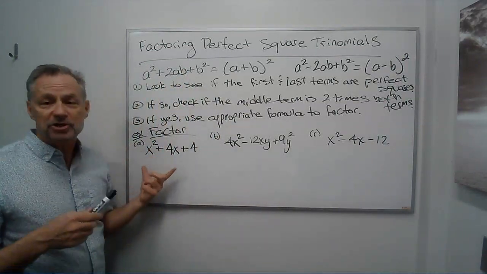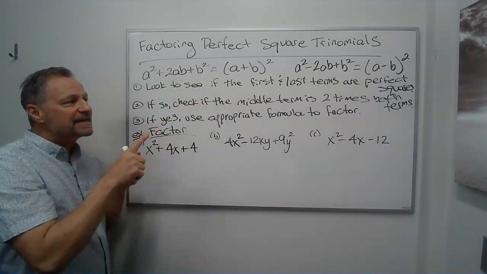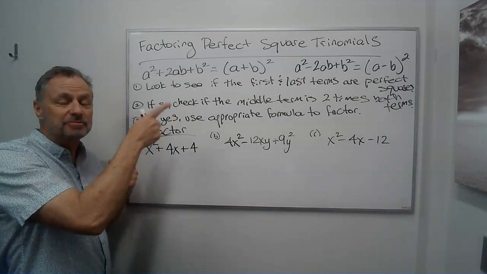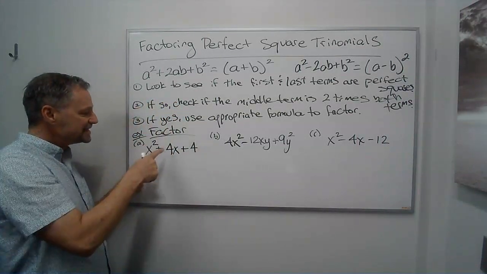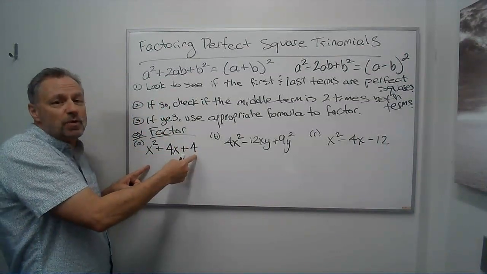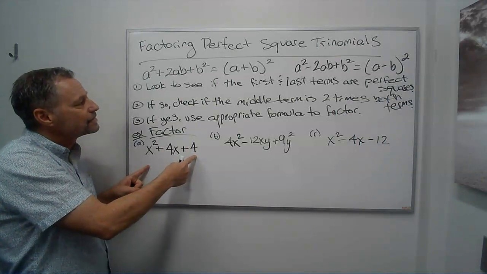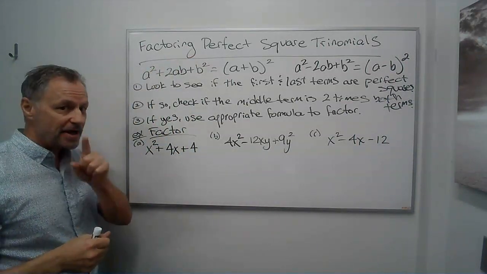Okay, so let me show you how those would work. We're going to first look to see if the first and last terms are perfect squares. If they are, then we look to see if the middle term is 2 times whatever I squared in each of these. And then if yes, we're going to use the appropriate formula to factor it out. Show you what I mean.